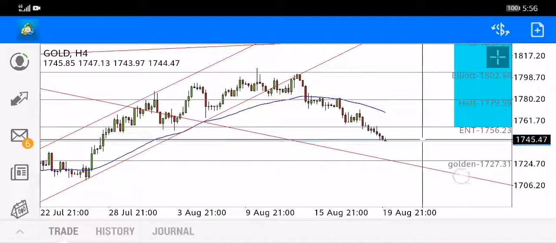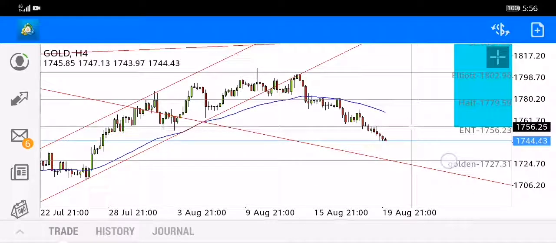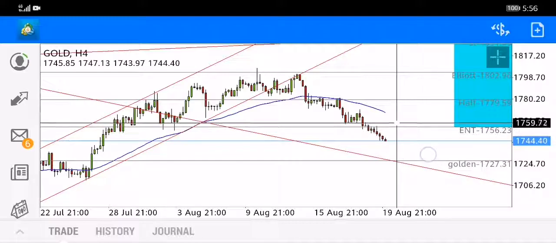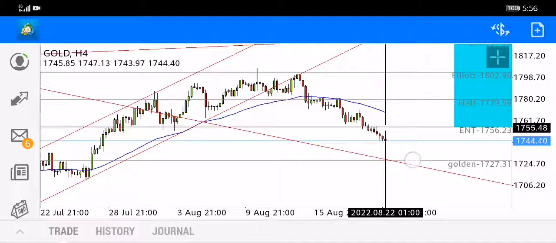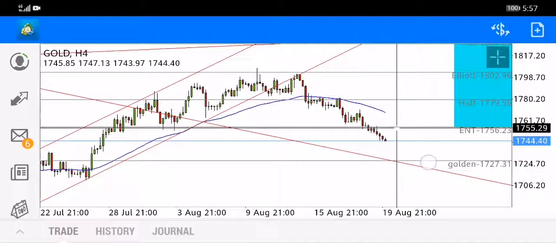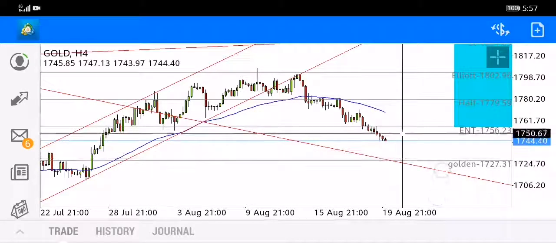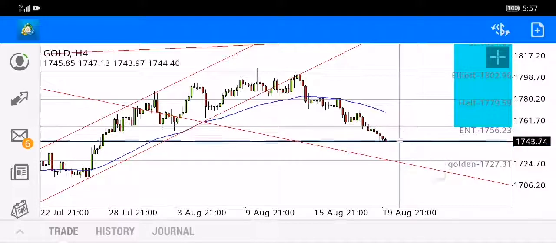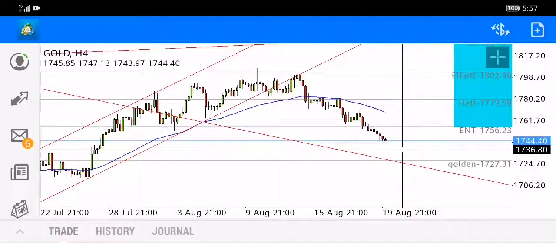So hopefully you guys understand the situation of each and every currency pair and the support and resistance levels mentioned on the charts according to the Fibonacci levels. So you can trade on these levels as scalping and breakout entries. So hopefully you guys understand.